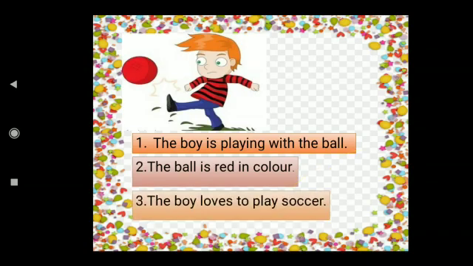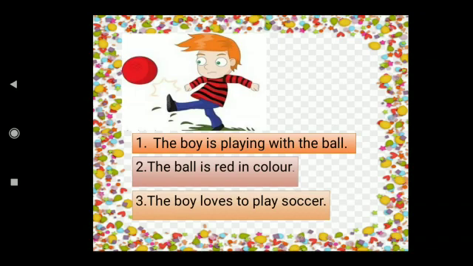Next, the boy loves to play soccer. See, soccer is a game. We know football, right? In soccer, they kick the balls. So soccer, football, any game. That's why the boy is kicking the ball. That's why he likes to play with the ball. So the boy loves to play soccer. This is just a sentence. Now listen carefully. The first sentence is the boy is playing with the ball. The second sentence, the ball is red in color. And then third, the boy loves to play soccer.